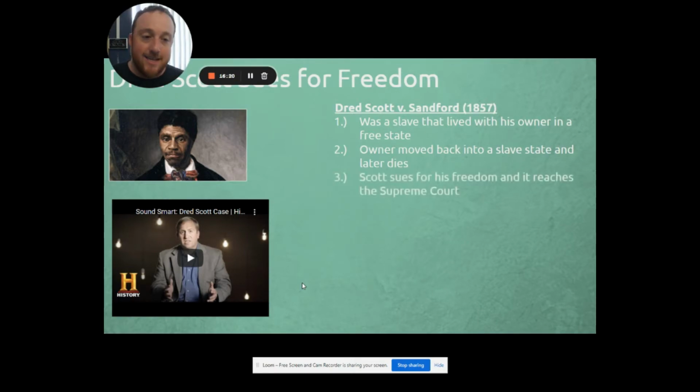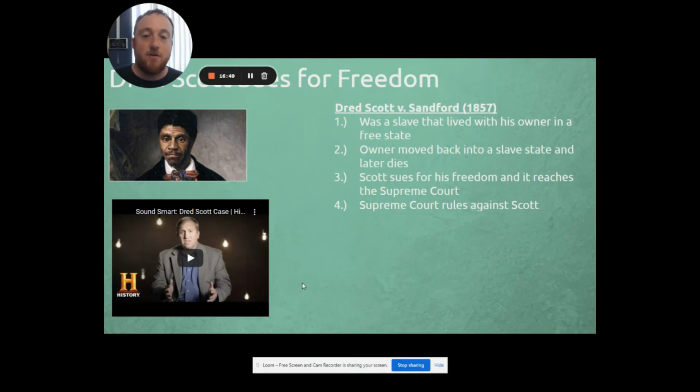What Dred Scott says is that because he lived in free territory for such a long time, he should be a free man. He should not have to worry about being a slave anymore. So this court case goes all the way to the Supreme Court, and the Supreme Court decides to rule against Dred Scott.